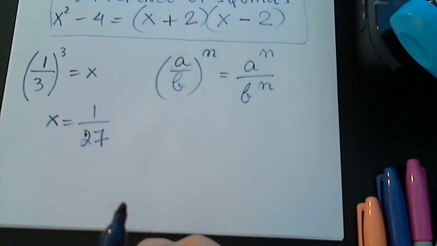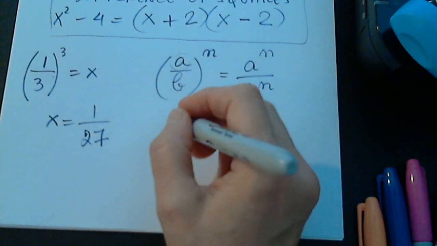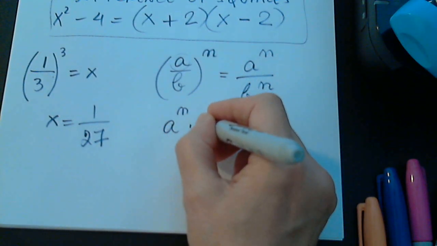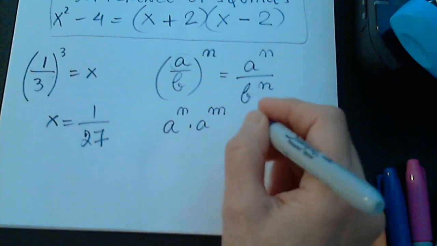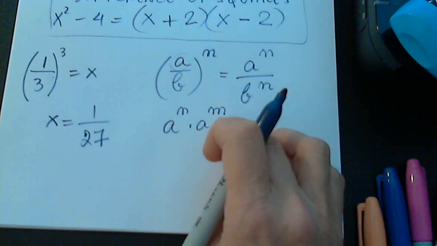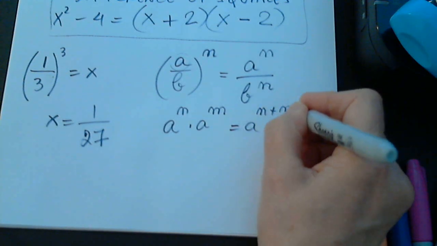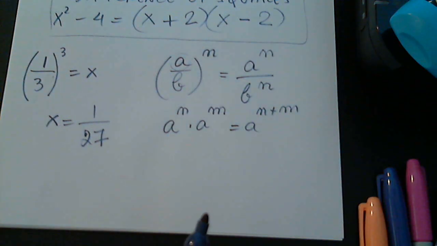Is that it? That's it? Yes. Okay. I wasn't sure if we needed to add or multiply, but now I understand. It's 3 times 2. So when we have a to a power n times a to a power m, my n has 2 bubbles and my m has 3 bubbles, then we add the exponents.